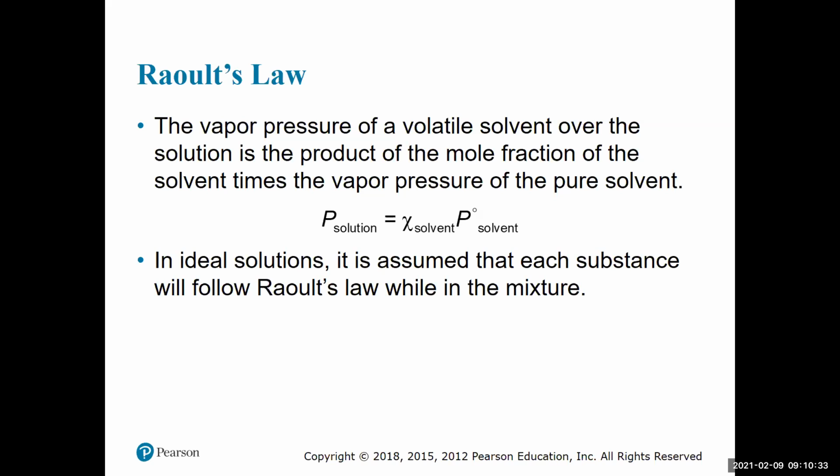When we have mixtures of solutions, we assume that each substance in there will follow Raoult's law while in the mixture. So in other words, if you had a mixed solvent system where a couple of things in there were volatile, plus you had some non-volatile solutes in there, you could calculate what the vapor pressure would be based on them all behaving ideally.